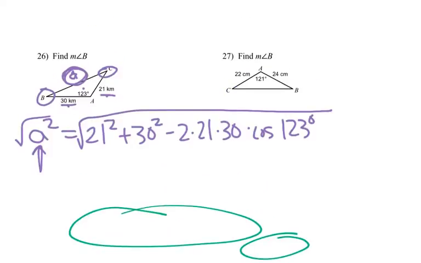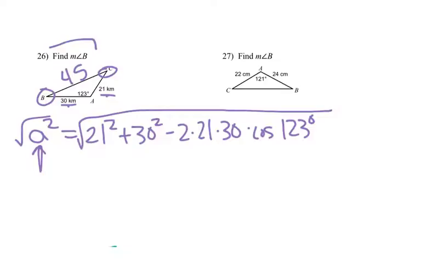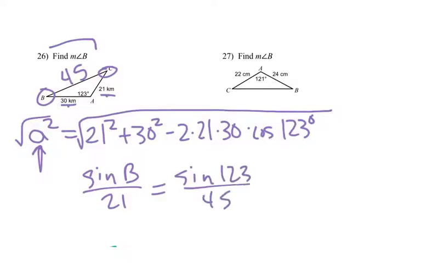Okay, so that's that side, is 45. Now the problem is we're looking for angle B, right? I almost didn't even notice that. So now that we know what that is, now we can use the law of sines to figure out the rest. So I go the sine of angle B over 21 is equal to the sine of 123 over 45. So sometimes you have to do a combination of both to find something.